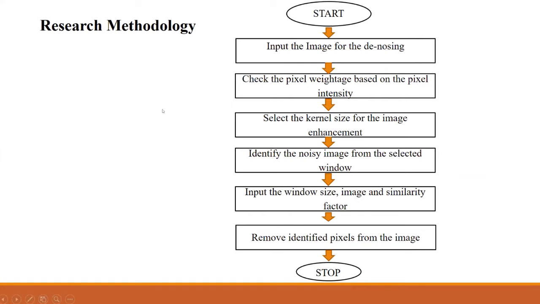So this is the research work. Firstly, we take the input image, which is of low quality. The second step is to check the pixel weight, which is based on the pixel intensity. After that, we select the kernel size. The next step is to identify the noisy image from the selected window. After that, input the window size, image, and similarity factor. And at last, remove the identified pixels from the image.